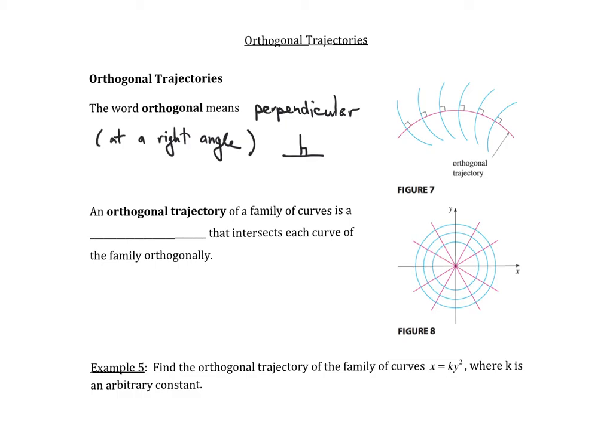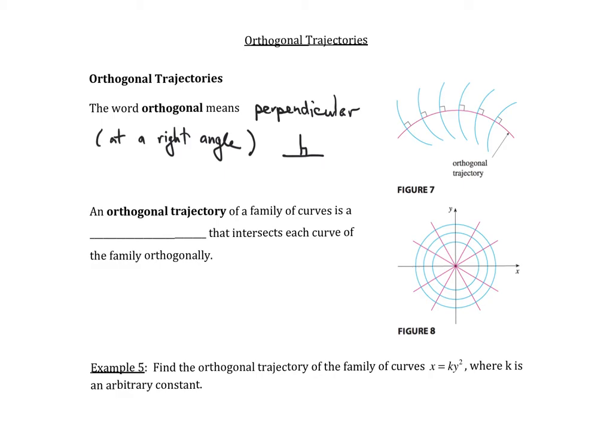If you look at this picture on the right, I want you to imagine you had a whole family of curves that looked like this. Then this red line describes a curve that's an orthogonal trajectory to the family of blue curves. Wherever the red curve intersects any one of the blue curves, it's always at a right angle. So this would be an example of an orthogonal trajectory.